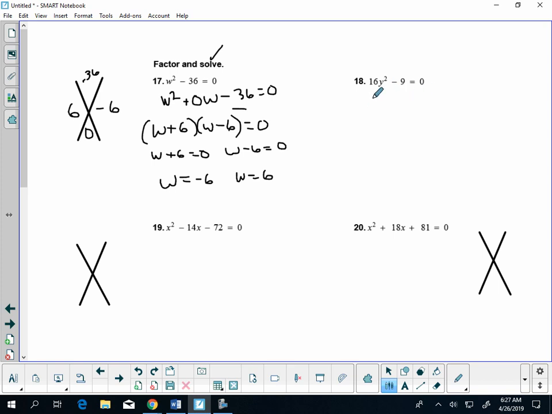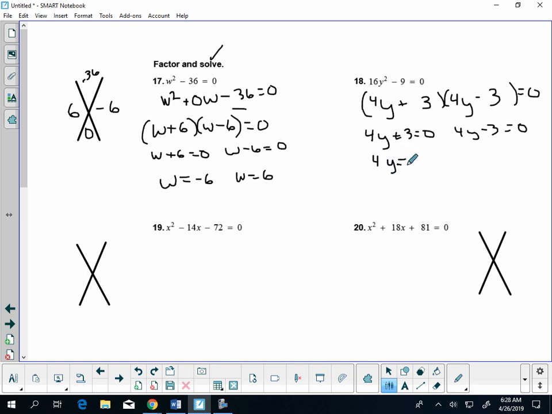This one is a difference of two squares, so that's going to be 4y, put a plus and a minus, 3. Take each factor, set it equal to 0. Here, I'm going to subtract 3 from both sides, and I get 4y equals negative 3. Then I'm going to divide by 4 and get y equals negative 3/4. There's my first answer. Here, I add 3 to both sides and get 4y equals 3. Divide by 4, y equals positive 3/4.